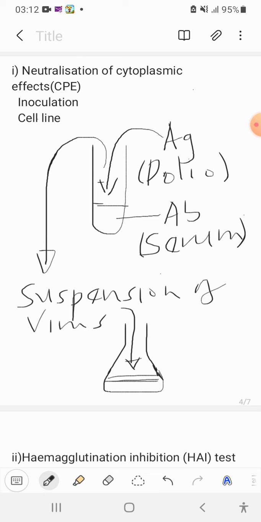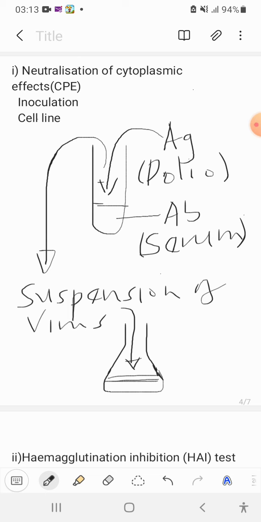Then you view the cells after incubation of the virus suspension with the cell line. First inoculate the suspension of the virus and the serum into the media containing the cell line. These cells must be susceptible to the polio virus so that you can see cytopathic effect. After inoculation, take it out and observe under microscope.